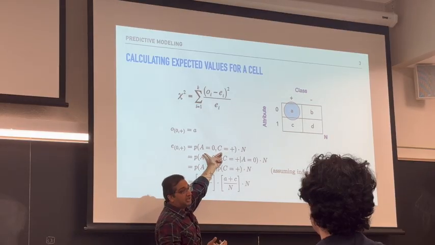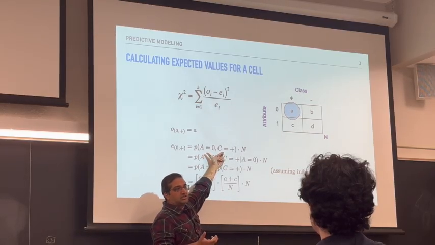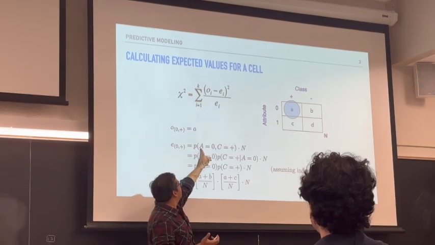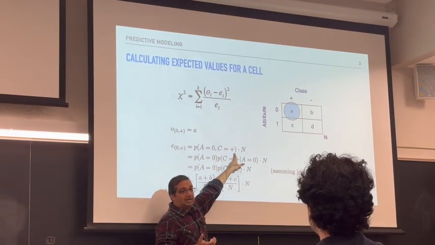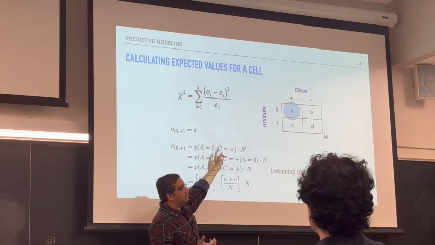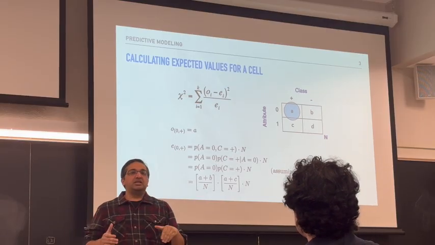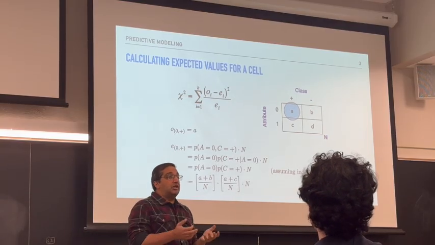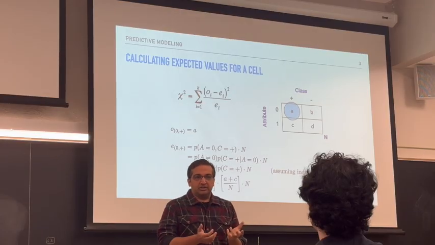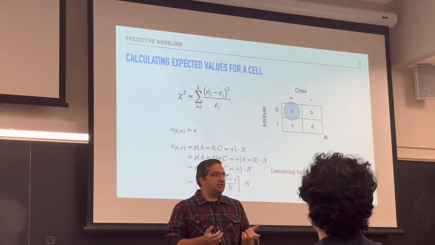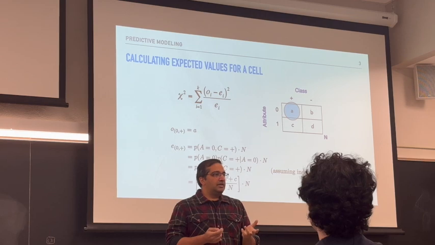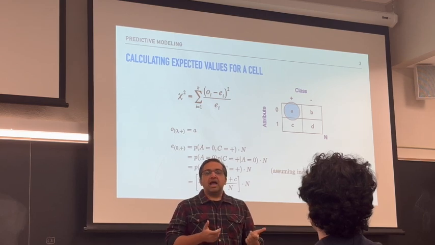This is the probability that this value of the attribute and this value of the label occur together. C is for class, A is for attribute. So you multiply that by n. Right? That's the expected value. But we are doing this under the null hypothesis. What is the null hypothesis? That the feature and the y are independent.